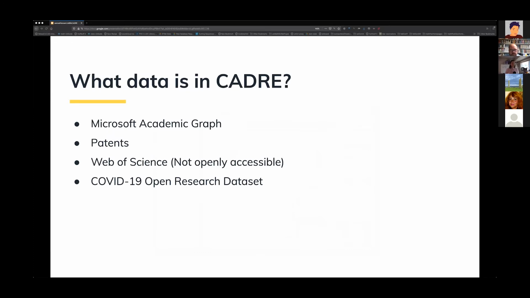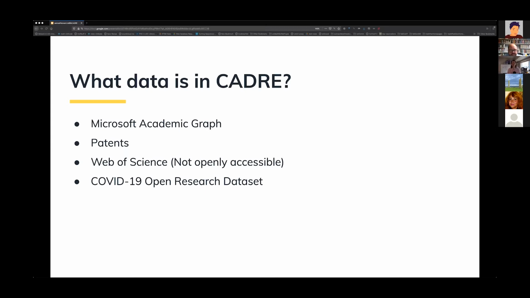So what data is in Cadre right now? The Microsoft Academic Graph is in Cadre. This is around 208 million documents, 1.4 billion citations, and it's an open bibliometric data set. Everyone can access this. Everyone can do searches on this. Patents from the US Patent and Trademark Office, around 9 million patent application documents. All of those are openly accessible.